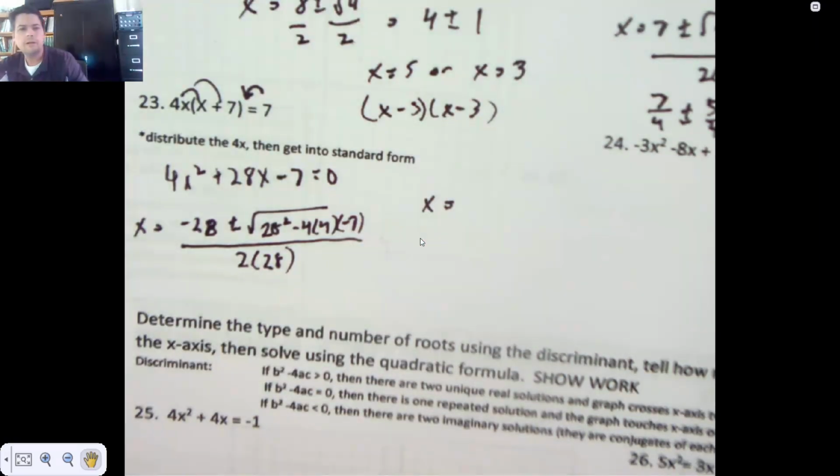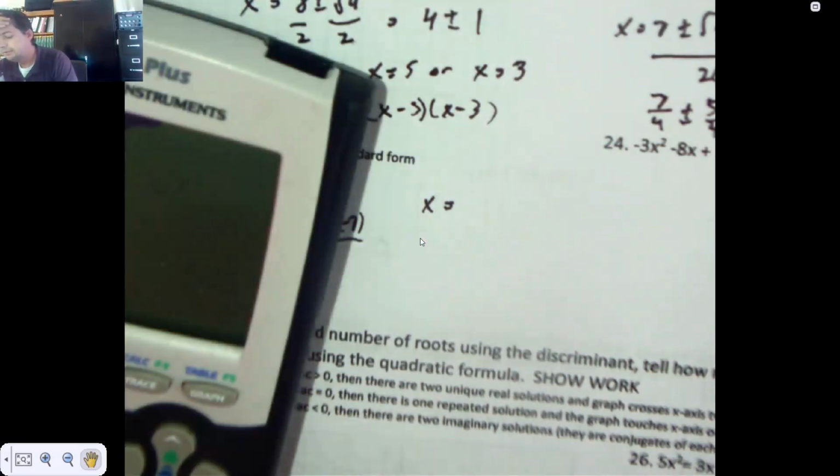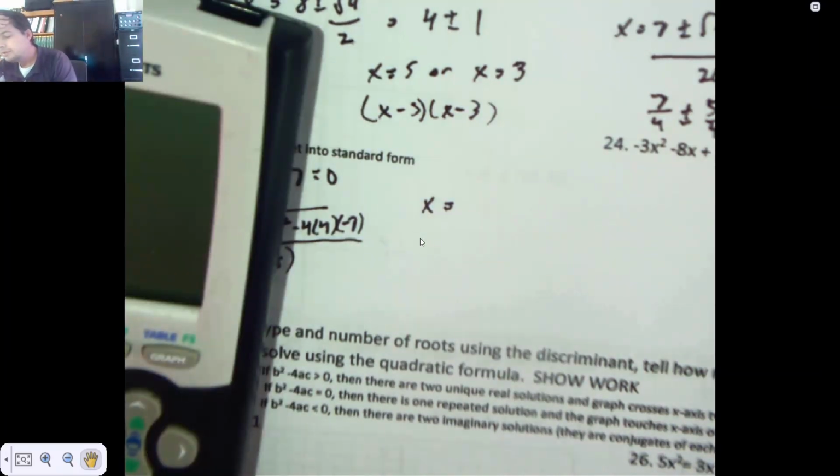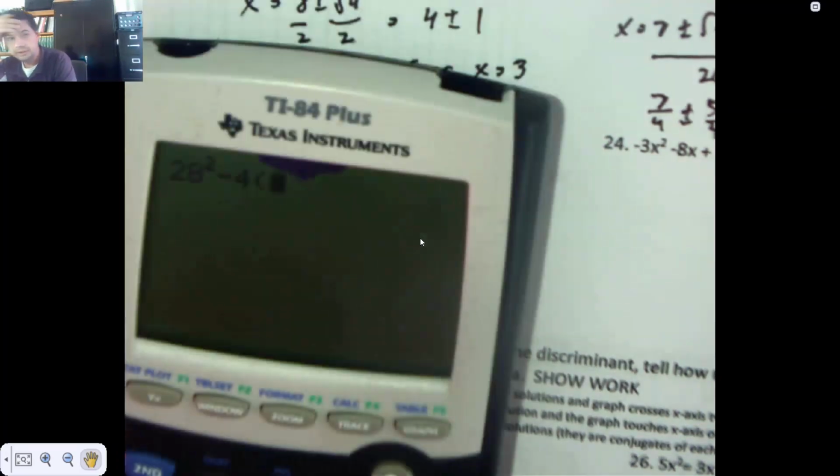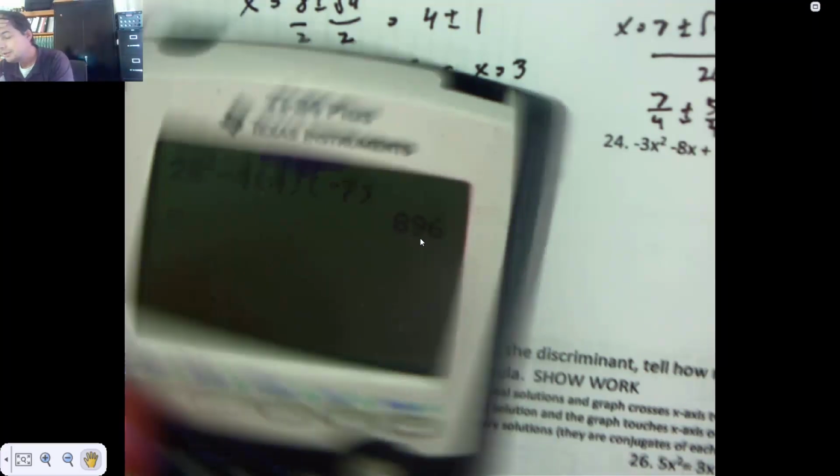Oh, anyways, I don't even know why I'm messing with that. I got a TI-84 in front of me. Just type the whole blasted thing in. 28 squared minus 4 times 4 times negative 7. Nope, you can't see what I'm doing here. You may not know how to type it in. 896 is what's in that radical.